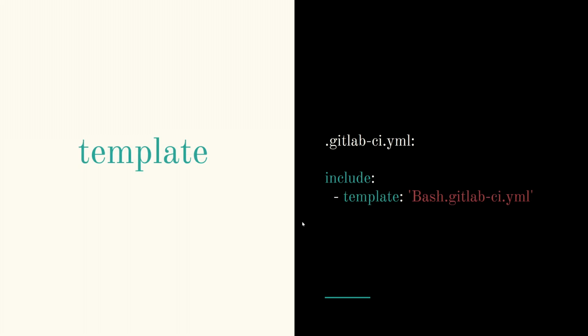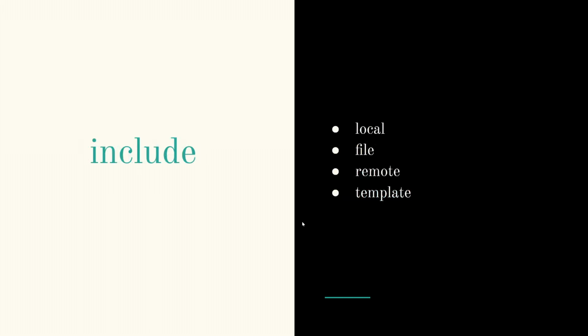And the last type is the template. With this you can include templates which are shipped with GitLab, but I haven't used it yet, so I can't say anything practical about it. And that's it about the include keyword. With this, as you could see, you can easily split your large file into smaller ones, and it's very useful when your projects are similar. Then you can create a template and include it in these projects.